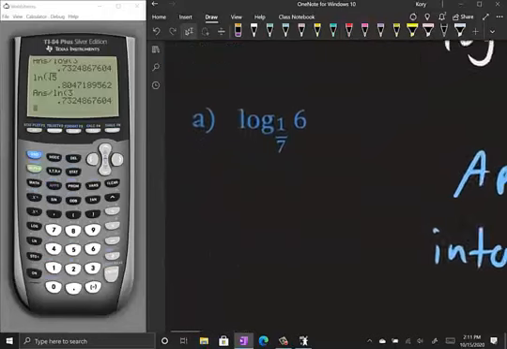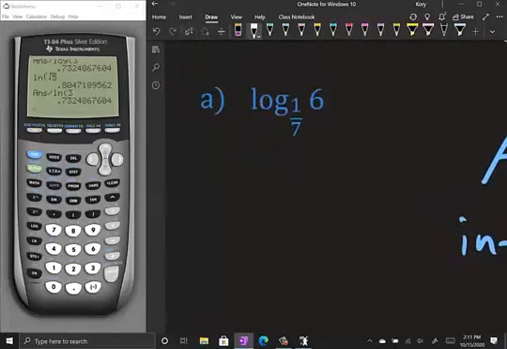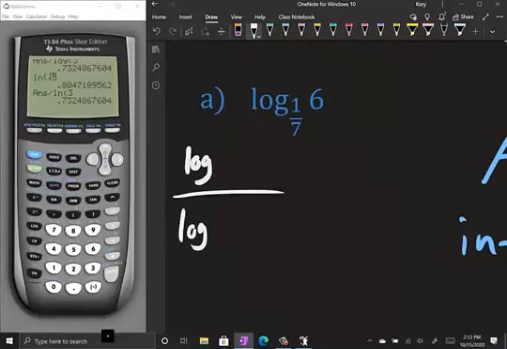All right, now let's do our second one. So we're going to write log over log, and the number on top is 6, and the number in the bottom position is 1/7. That is simplified. That's it. That's our answer.